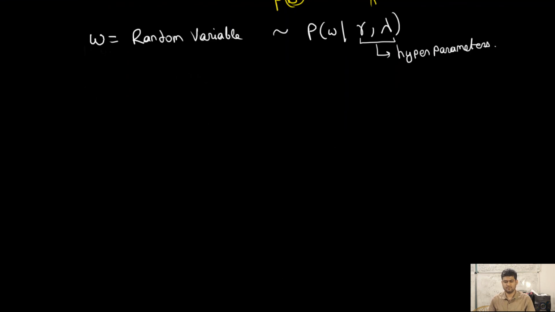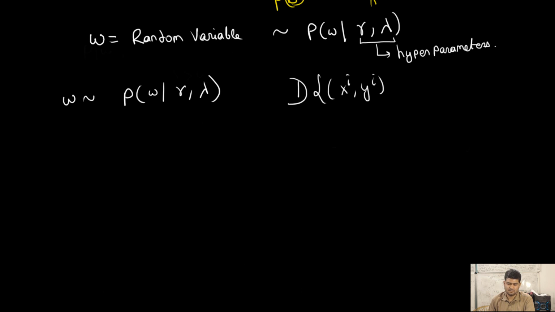So now the prior distribution of W is given by P of W given gamma, lambda, the hyperparameters. Now, this is a prior belief of W without observing any data. So now let's assume that we observe a data set D with m data points xi and yi, where i goes from 1 to m.